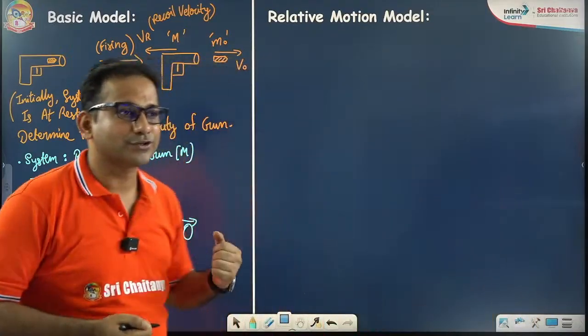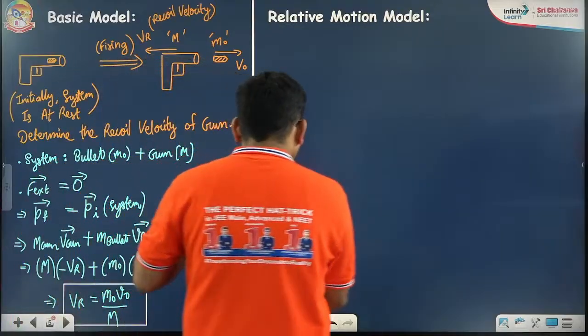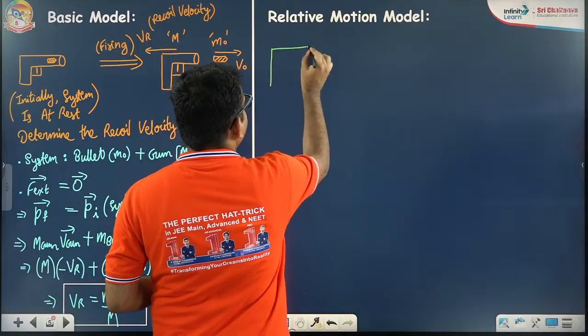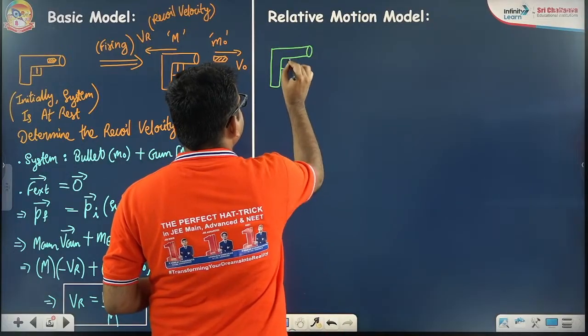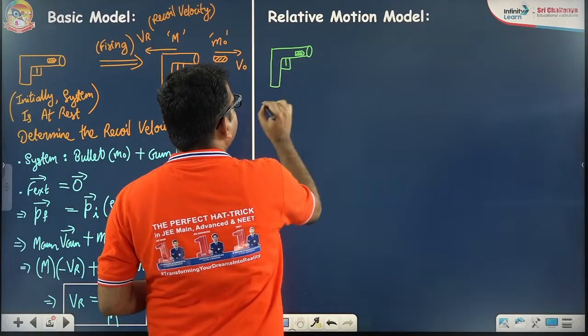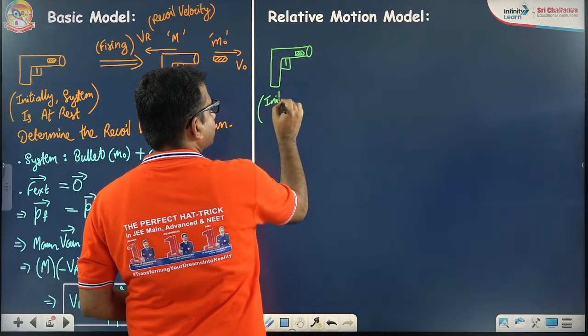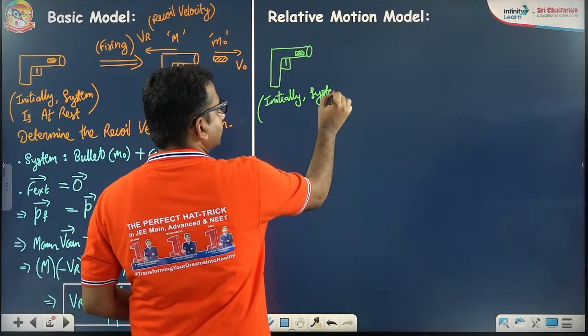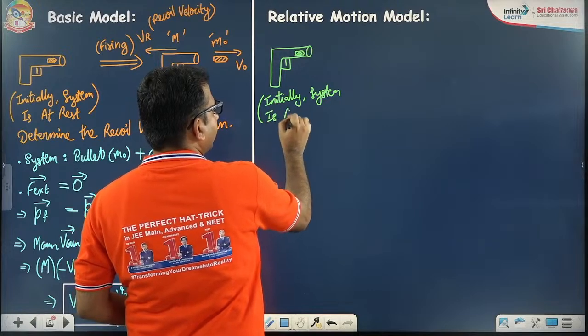Then what to do? Here, if I talk about the relative motion model, there is this gun having a tiny bullet inside it, suppose, and initially the system is at rest. Again the same situation, initially the system is at rest. Why am I writing it again?